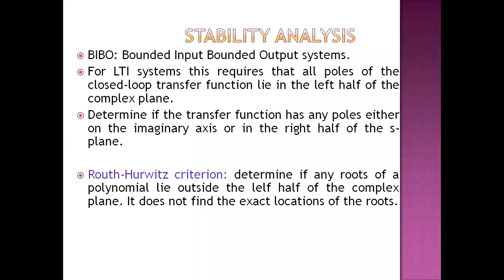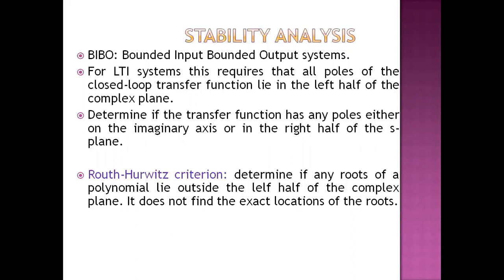For linear time invariant systems, stability requires that all poles of the closed loop transfer function lie in the left half of the complex plane. That means for a system to be stable, all the poles of the closed loop transfer function must be in the left half of the S plane. So if you are given a transfer function, we have to locate whether the poles are lying in the right half of the S plane, the left half of the S plane, or on the imaginary axis.